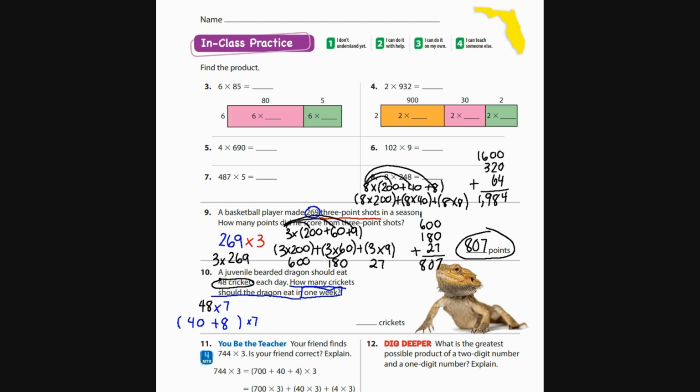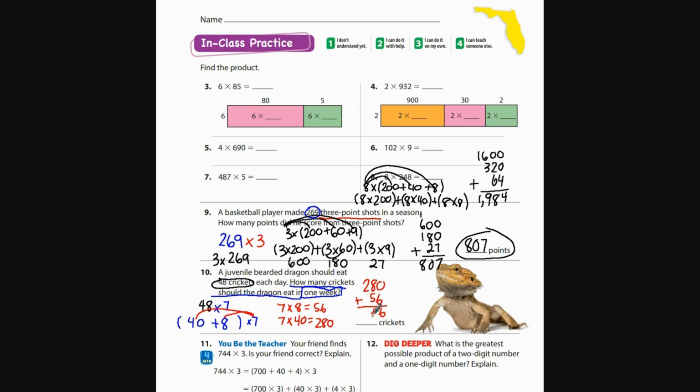So let's keep practicing. We're going to do the first one. 7 times the first number. So the first one is going to be 7 times 8, which is 56. And then we're going to go back to the 7, but 7 times the last number. So it's going to be 7 times 40, which is 280. Now we're going to add 280 plus 56.